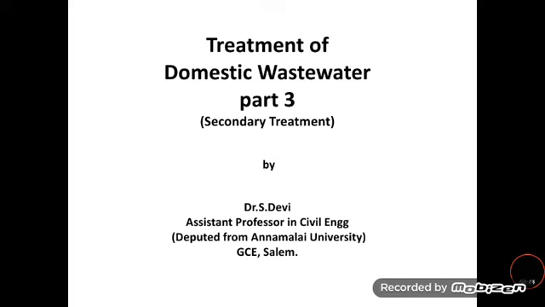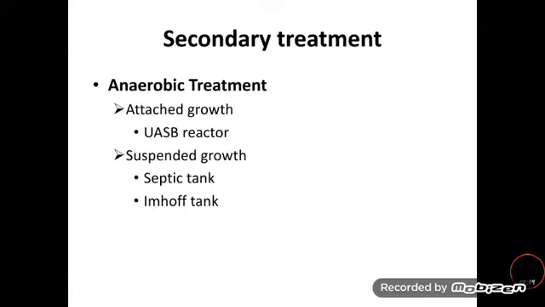So now we are going to discuss the treatment of domestic wastewater. In the previous session we discussed aerobic treatment, which is required for domestic wastewater, and in this session we are going to discuss anaerobic treatment, which is also required for the treatment of domestic wastewater. Anaerobic treatment is nothing but the treatment taking place in the absence of oxygen.